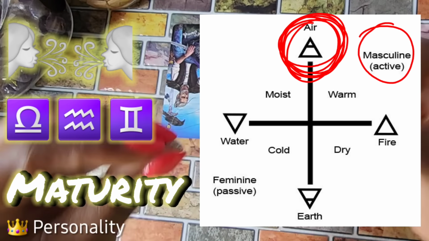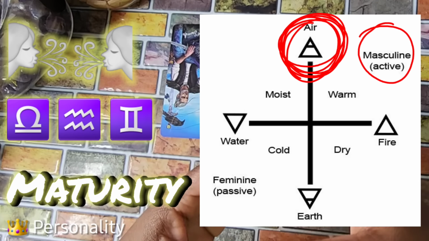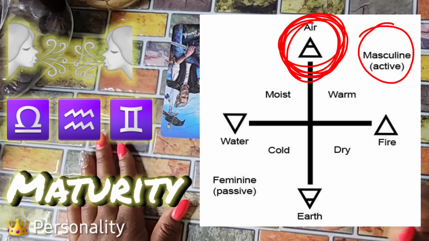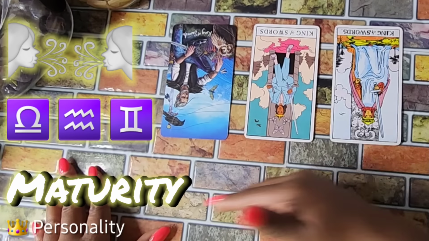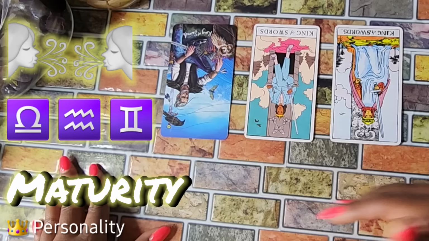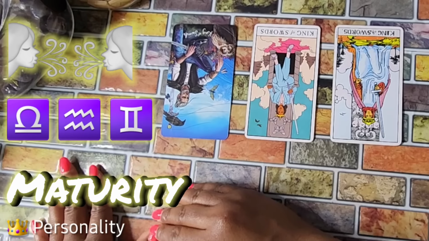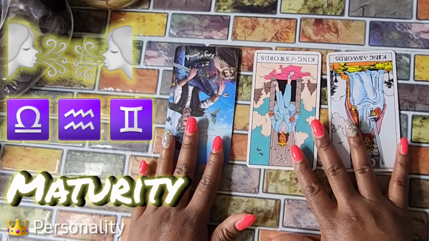So there's nothing to bounce off of or nothing to balance. There's no balance here because it's air plus air, masculine plus masculine, and it's the same. So there's nothing to balance you out. There's nothing to change your focus. Let's just call it that. There's nowhere to go with this person. It's either all or nothing.